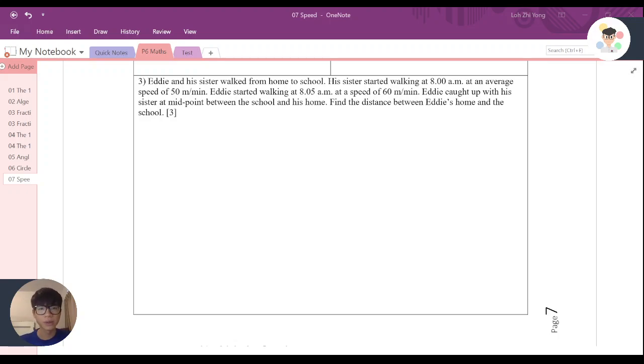AD and his sister walk from home to school. His sister started walking at 8 o'clock a.m. at an average speed of 50 meters per minute.